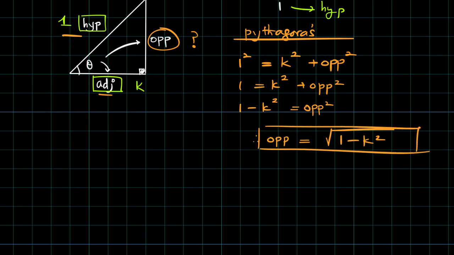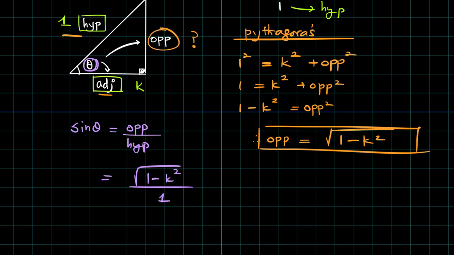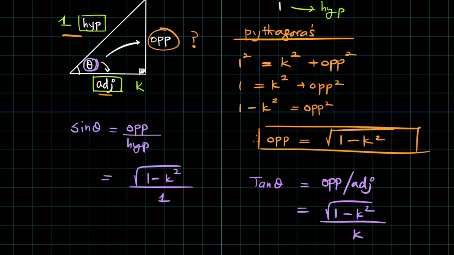Now if I look at this diagram, can I write the value of sine theta? Yes, sine theta is opposite over hypotenuse. Opposite is the square root of 1 minus k square divided by hypotenuse 1. Yes, I'll be assigning the positive or negative sign a little bit later on. Similarly, what is tangent of theta? That is opposite over adjacent. Opposite is the square root of 1 minus k square divided by adjacent, which is k.